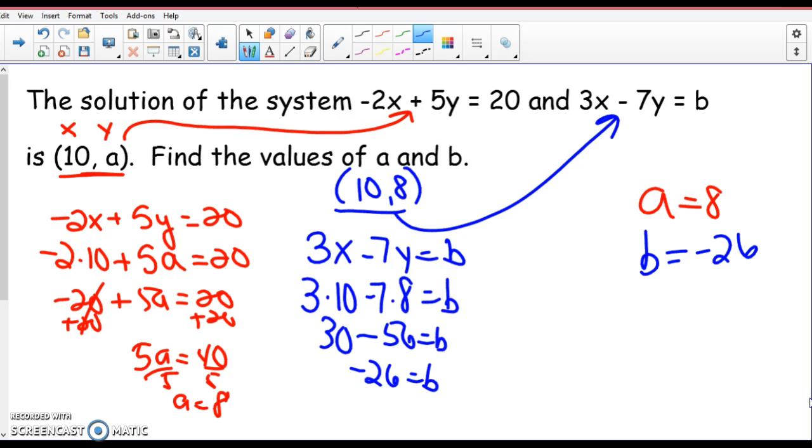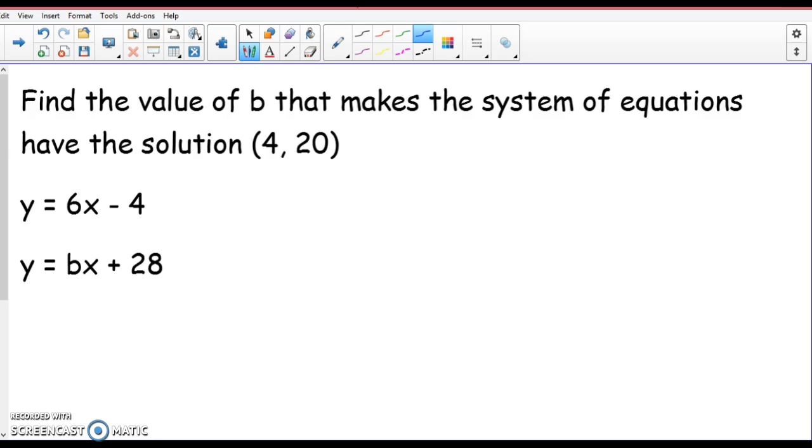All right. Here's another one. I'm going to pause this. If you're sitting at home, I want you to work it out. Same thing here. Okay. Find the value of b that makes the system's equations have the solution 4, 20.